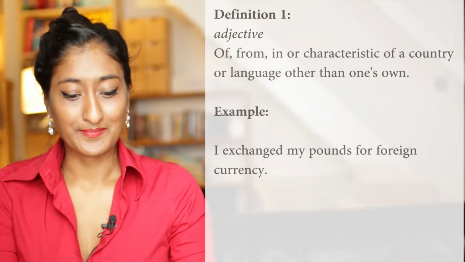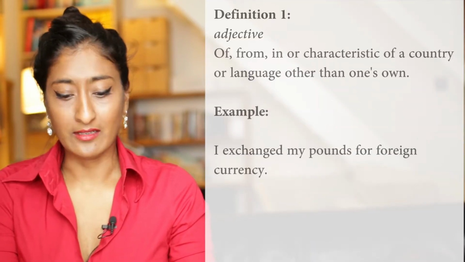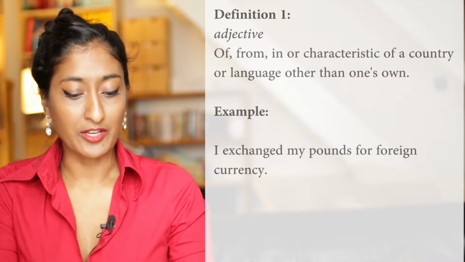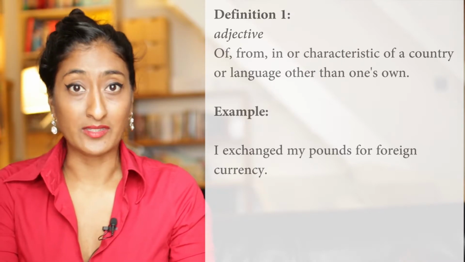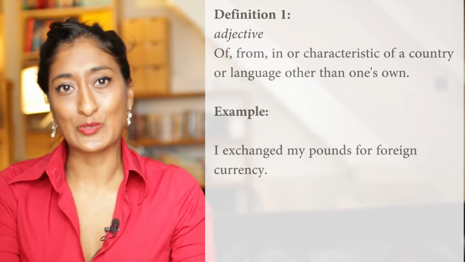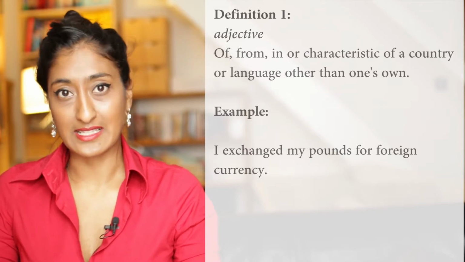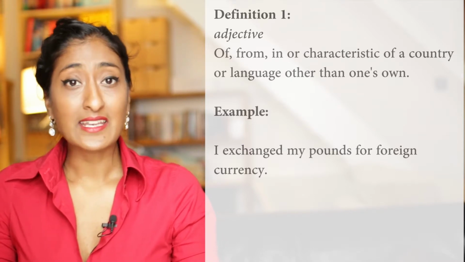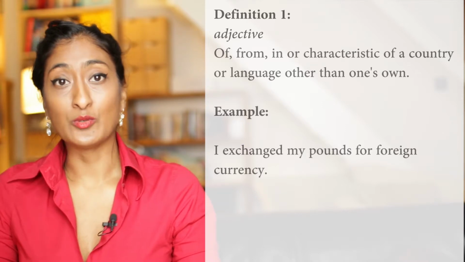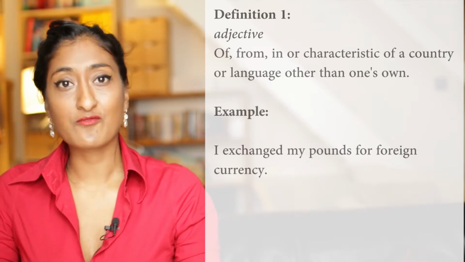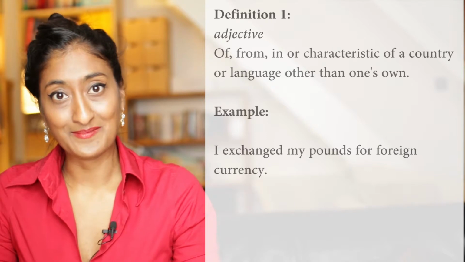Definition number 1. Of, from, in, or characteristic of a country or language other than one's own. Here's an example sentence. I exchanged my pounds for foreign currency. Here, anything that is belonging to a country other than your own is referred to as foreign.